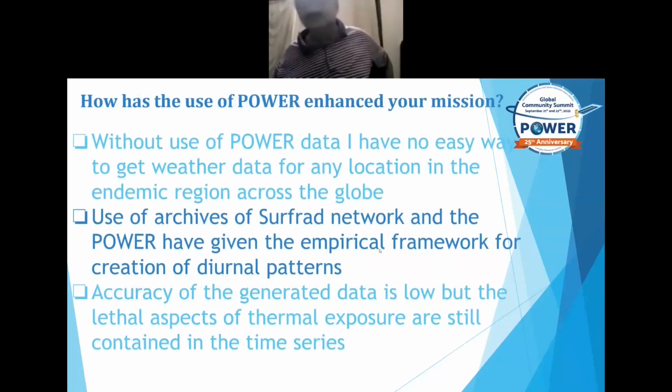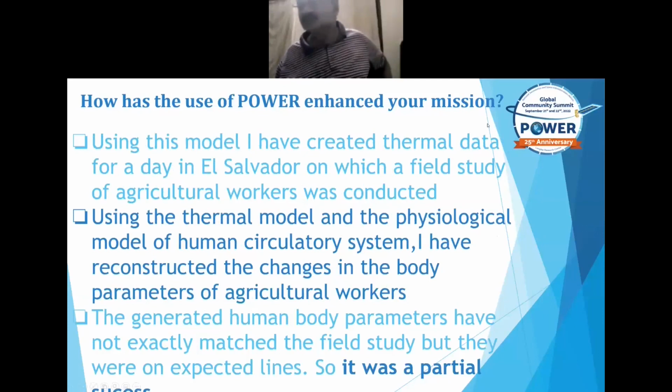The use of POWER data. Using this model, I created thermal data for a day in El Salvador, on which a field study of thermal effects on body parameters of workers was done.